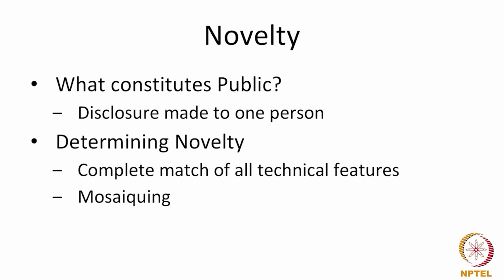Now, in determining novelty, the general rule is that an invention lacks novelty where there is complete correspondence between all of the technical features of the application and the item of prior art. There has to be a complete match of all the technical features as disclosed in the application as compared to the prior art. It is not sufficient that just the essential features are common in the prior art and the application. Rather, all the technical features have to be disclosed.